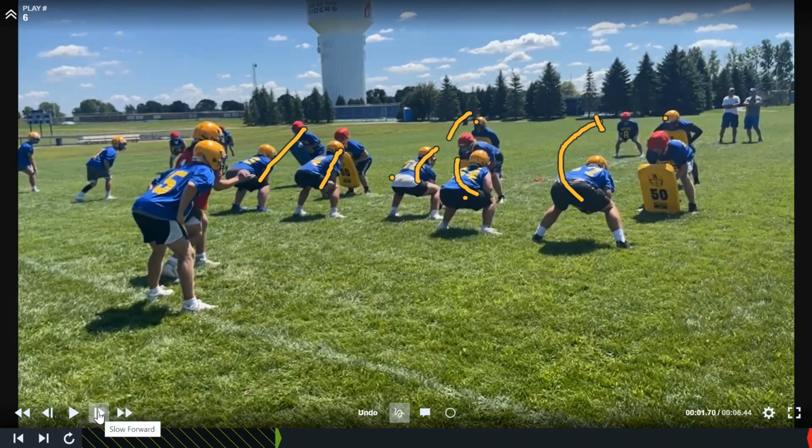And we want to use the same call as we do for pass protection, so they cannot tip off knowing if it's either run or pass. That's why I have the same call.